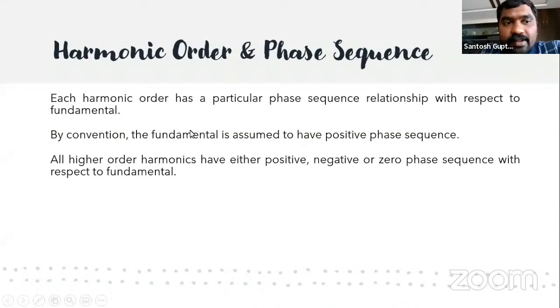Okay. Each harmonic order has a particular phase sequence relationship with respect to the fundamental. By convention, the fundamental is assumed to have a positive sequence, and the higher orders we will take as positive, negative, and zero sequence. What does this mean? Let us see that in our next slide.